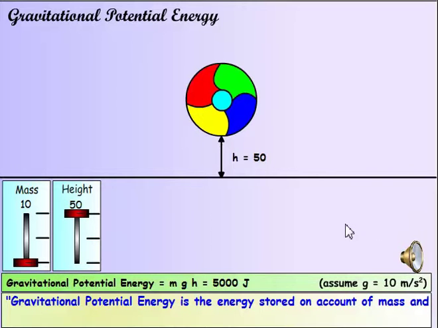Gravitational potential energy is the energy stored by a body on account of its height. It is directly proportional to the mass and to the height. Gravitational potential energy is mgh.